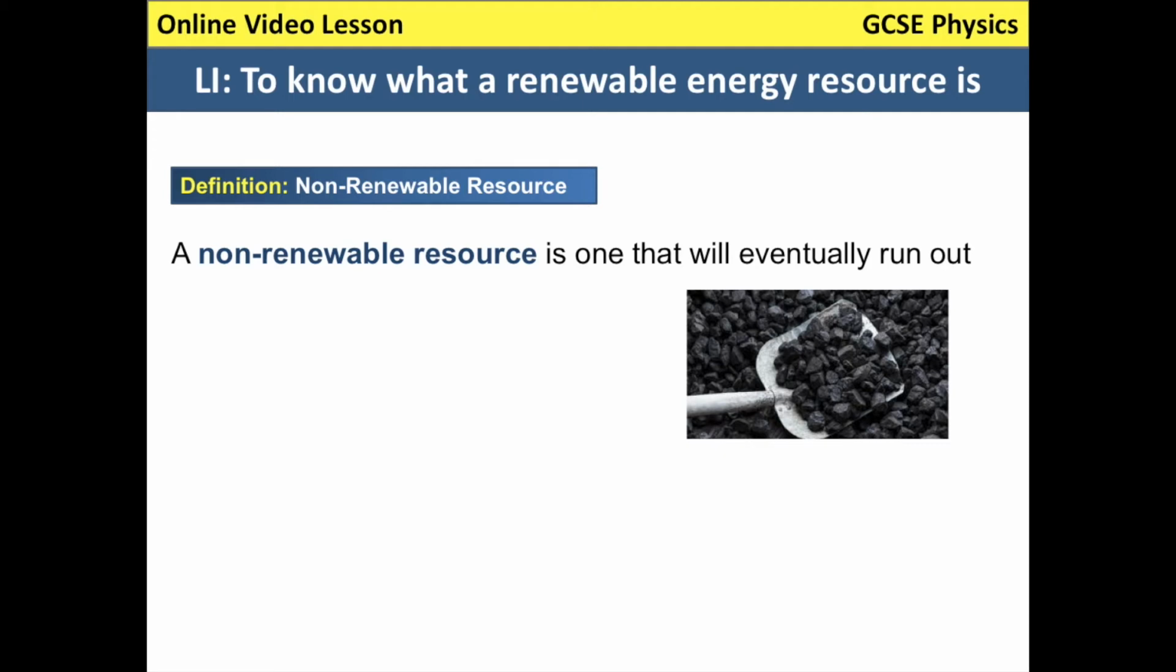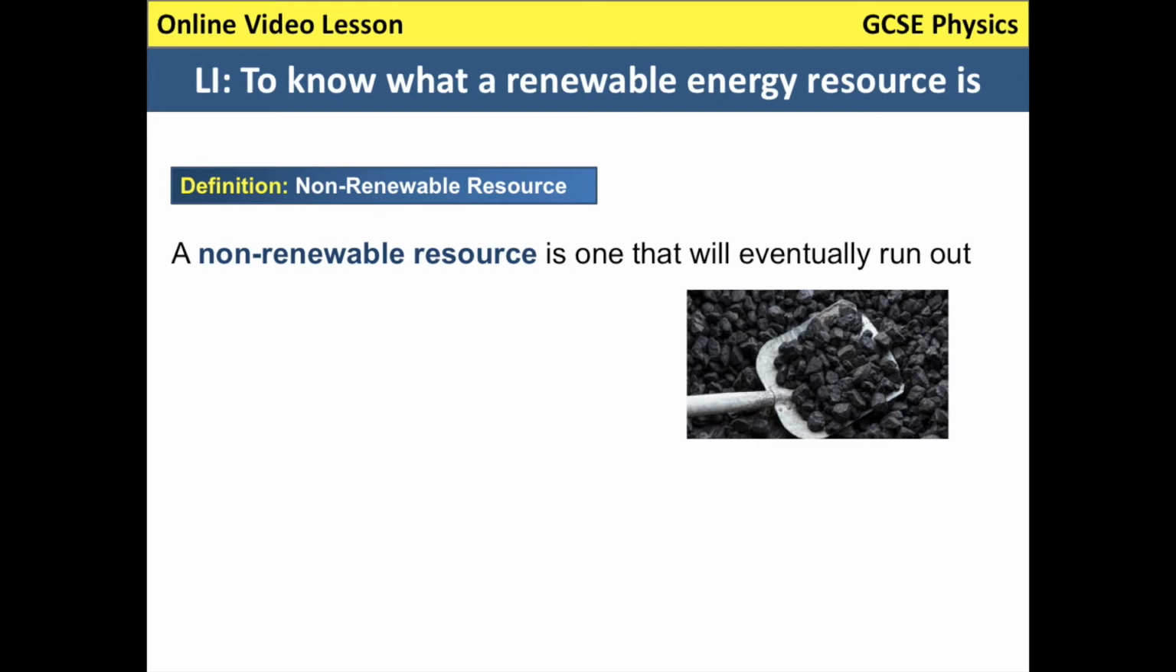Now, unfortunately, we are running out of coal, and that's what makes it a non-renewable energy resource. A non-renewable energy resource is one that will eventually run out. Coal is, of course, one example, but you could also consider oil to be non-renewable and natural gas as well, because they will all run out. There is also uranium and plutonium that we use in nuclear fuels. They are non-renewable as well. Therefore, we have a problem, because if we eventually run out of fuel, then we won't be able to have transport systems, we won't be able to have cars, trains, planes, or anything like that.